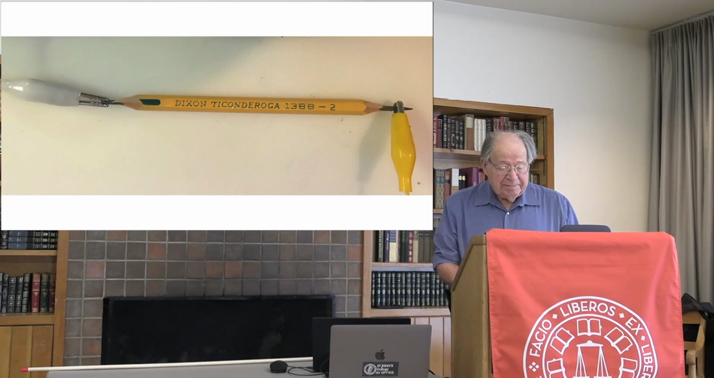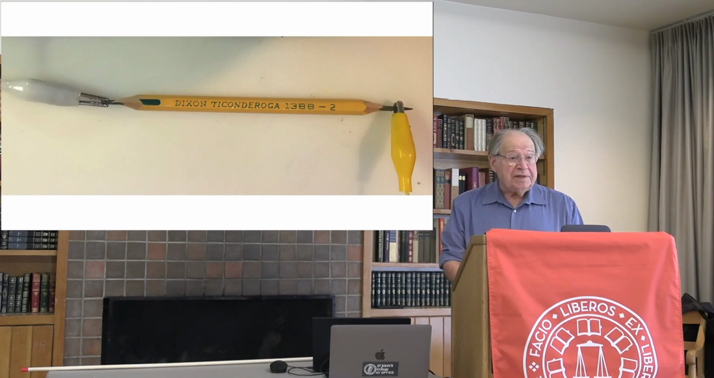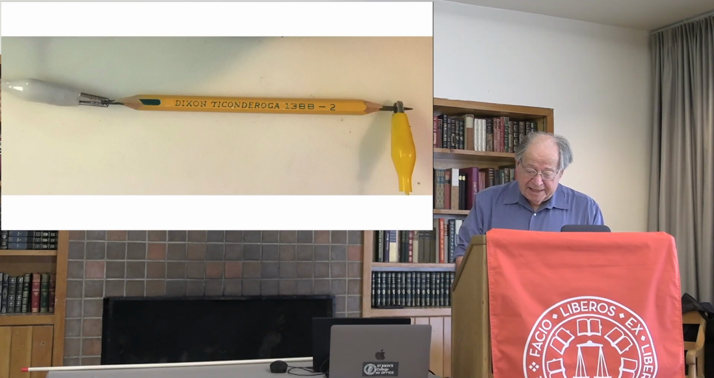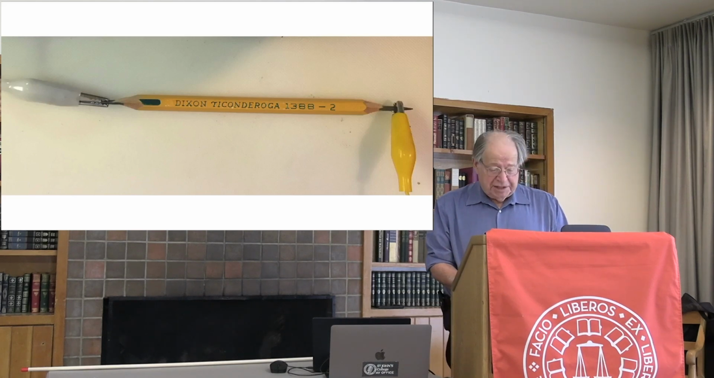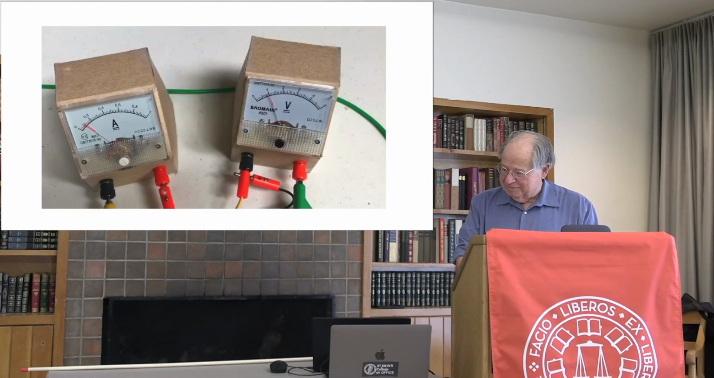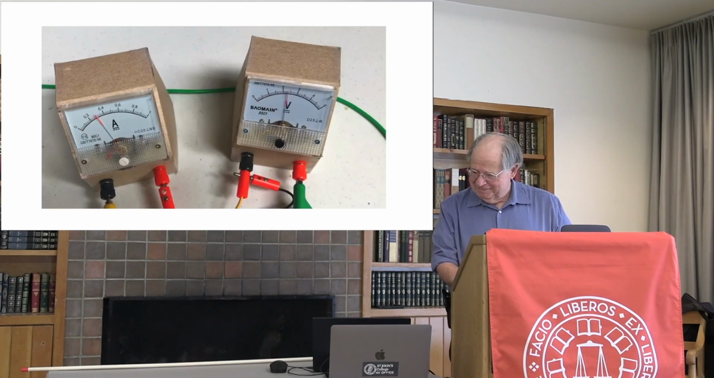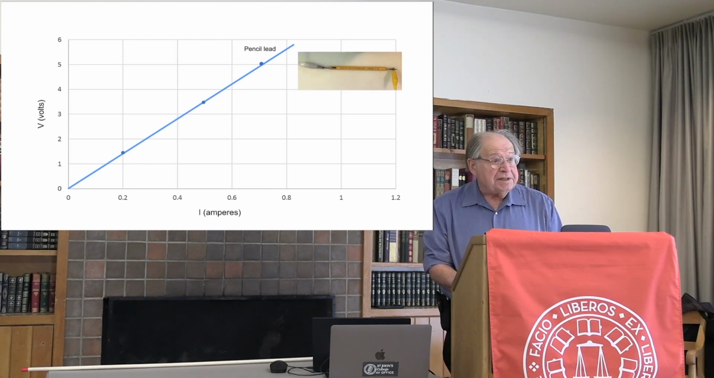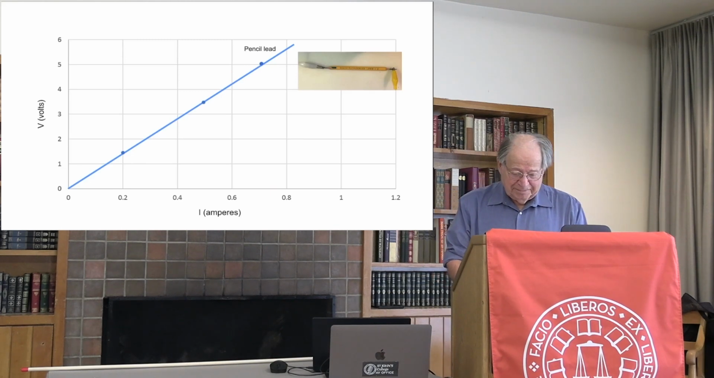The lead in a lead pencil is a moderately good conductor of electricity. I have sharpened this pencil at both ends and connected it to the variable supply. I have a voltmeter to measure the voltage and an ammeter to measure the current. Watch as I vary the applied voltage. And here is a graph of the measured values. The straight line shows that the voltage is indeed proportional to the current.